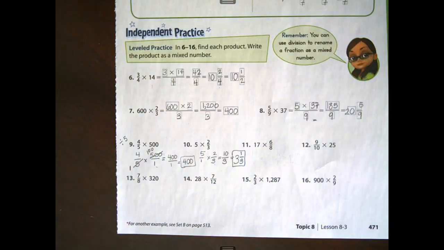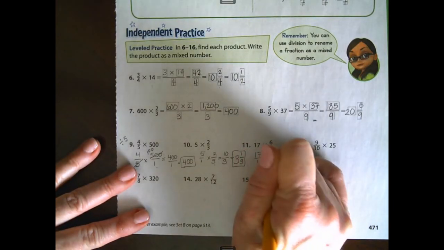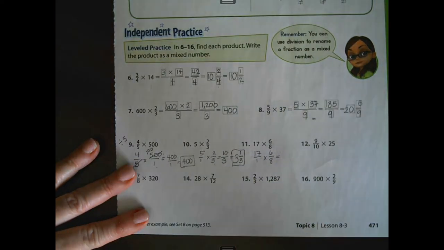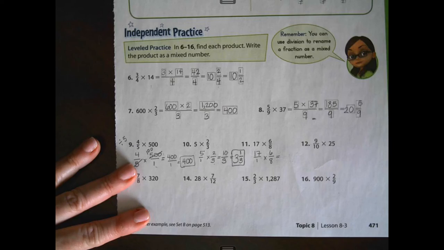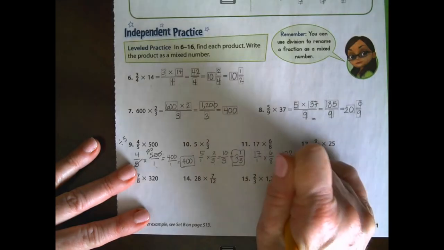All right, number 11, we're going to rewrite it as 17 over 1 times 6/8. I don't see any numerator or denominator that I can cancel out, so I'm going to have to multiply. 17 times 6 is 102. Might have to work that out on the side. 1 times 8 is 8.